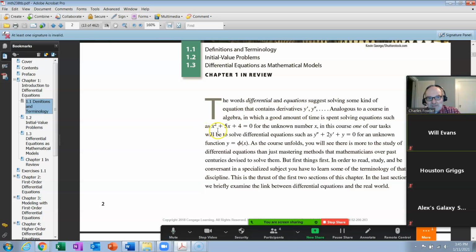Okay, so here is a regular algebraic equation where you have powers of your variable. What you have in differential equations are orders of your dependent function. So this could be x squared plus 5x plus 4 equals 0. That's an ordinary algebraic equation, a polynomial equation. Here's y double prime minus y plus 2 times y prime plus y equals 0. That's for an unknown function, y, where the function could be some phi of x.